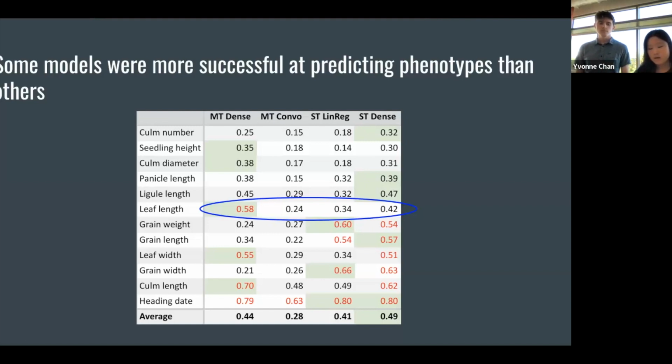This chart displays all the different traits our models tested and attempted to predict, as well as the Pearson scores for each of the traits and for each of the 4 models. Highlighted in red are the highest scoring model and trait combinations for each trait, and highlighted in green are the highest performing model for each of the traits. For example, if we look at leaf length, the multi-target dense model performed the best among all 4 models, and the multi-target dense and leaf length combination was a high scoring Pearson score overall.